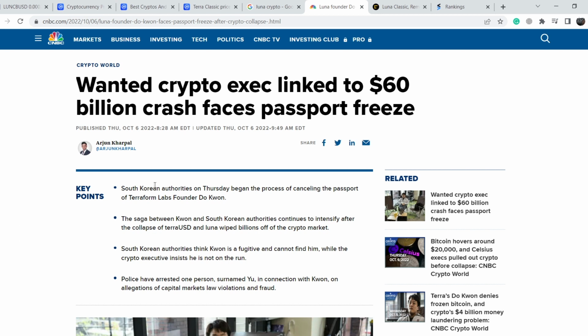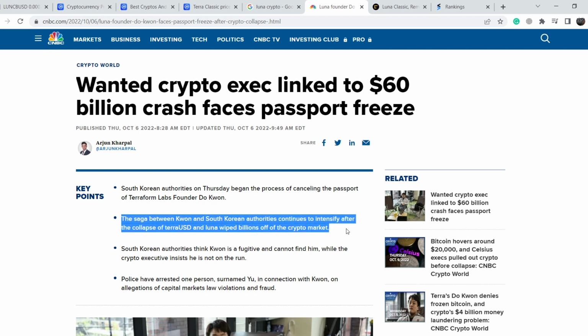South Korean authorities on Thursday began the process of cancelling the passport of Terraform Labs founder Do Kwon. The saga between Kwon and South Korean authorities continues to intensify after the collapse of Terra USD and Luna wiped out billions from the crypto market.